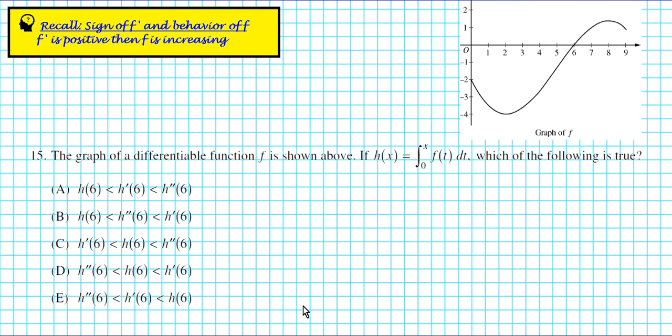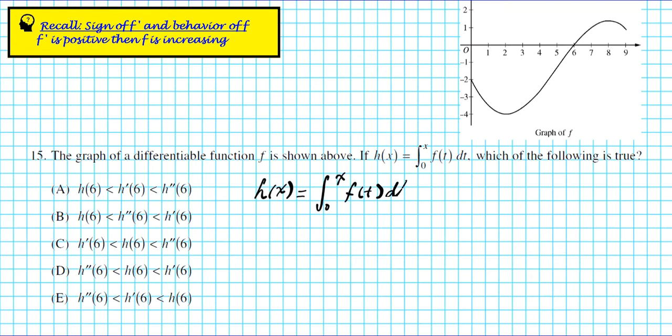Alright, so one thing you want to remember concerning the connection between the sign of f prime and the behavior of f is that if f prime is positive, then f is going to be increasing. Okay? And if f prime is negative, of course, f is going to be decreasing on that interval. Okay, so we know what h of x is. h of x is the integral from 0 to x of f of t dt.